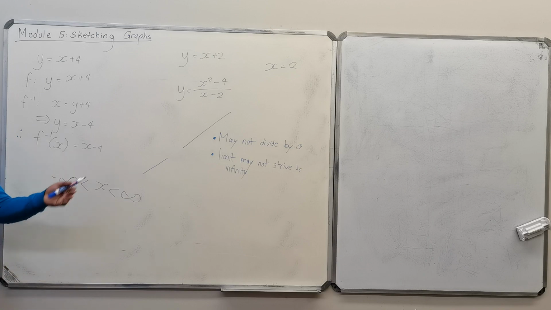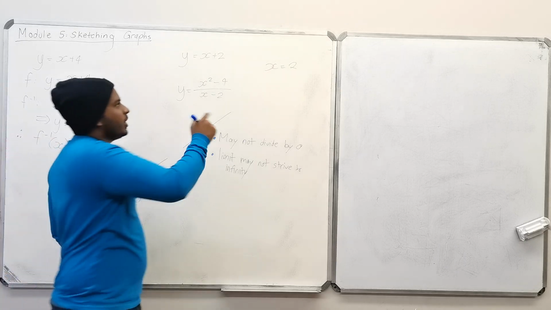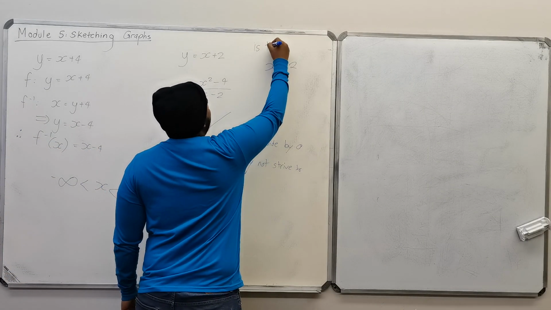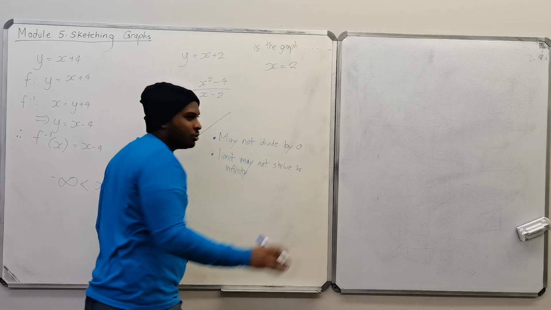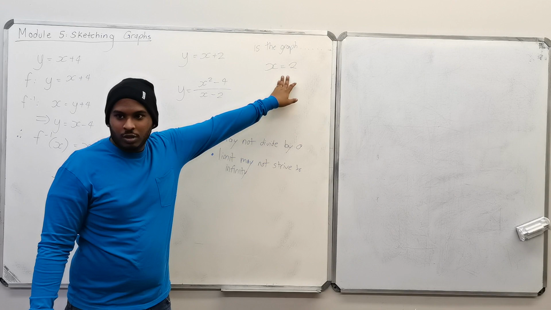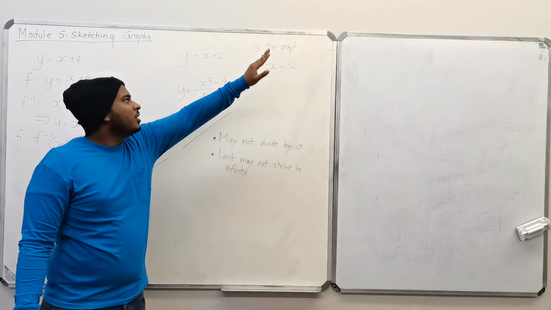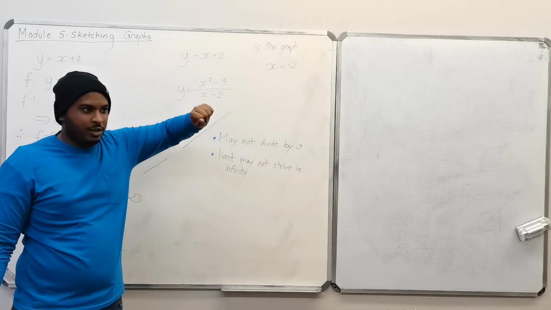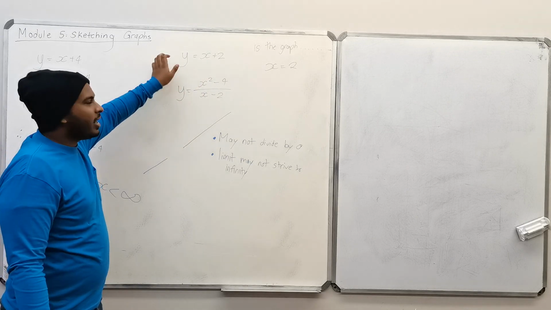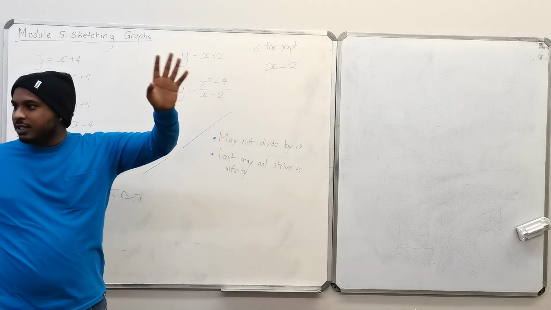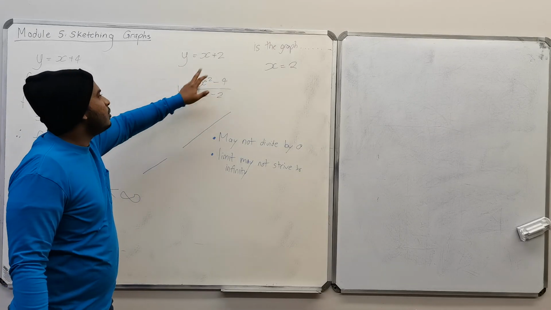Okay? Another thing is, if they're looking at certain points, you see here in the question, if they ask you, is the graph continuous or discontinuous at x is equal to 2? For this graph here, y is equal to x plus 2, is it continuous or discontinuous at x is equal to 2? What you'll do, you'll substitute 2 over there. You substitute it, you get a value of y, right? So it's continuous.